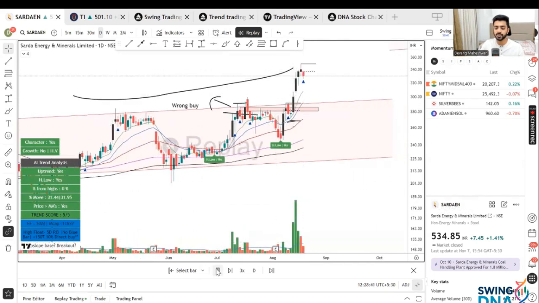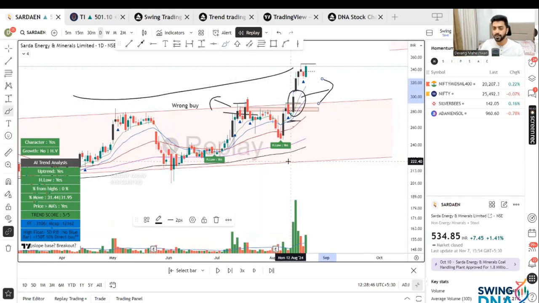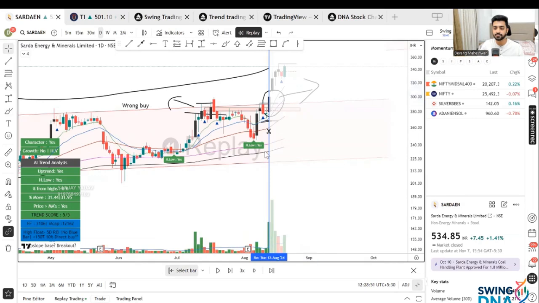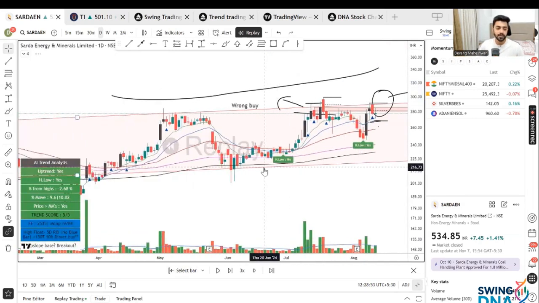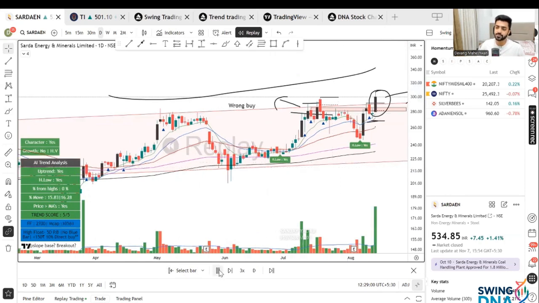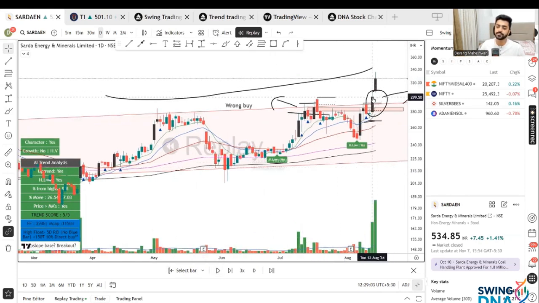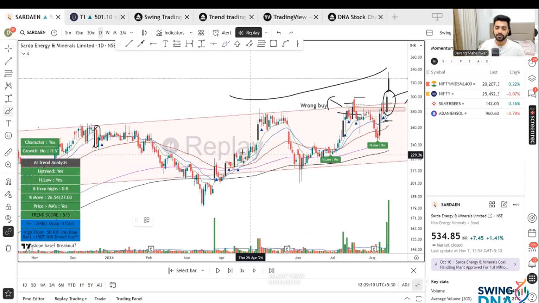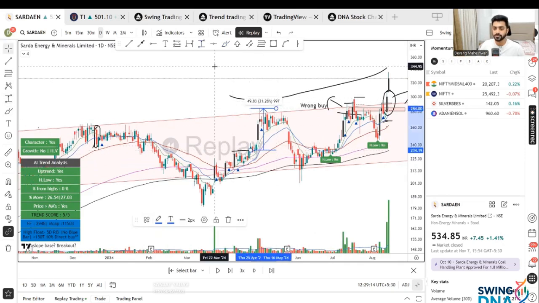Now here, see, this is a breakout of this big sloppy base. That's where you should buy. Momentum, let's see on this particular day. Everything looks fine, trend analysis, character looks fine, and there is high volume. Now when it closes, on this close, it was a buy. Not here or here. Here it was still fine.